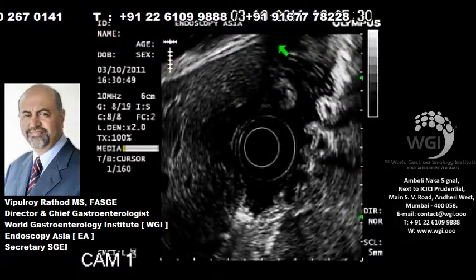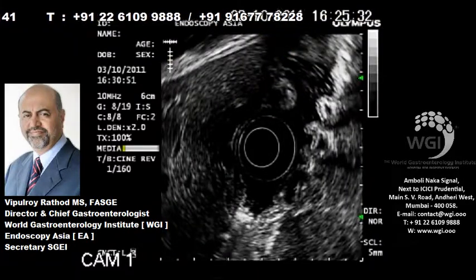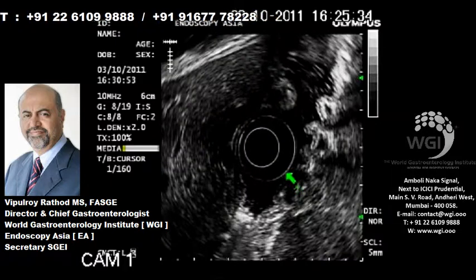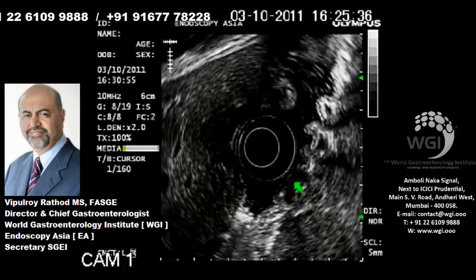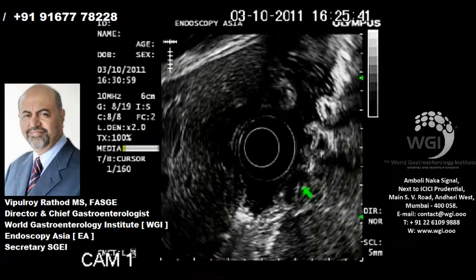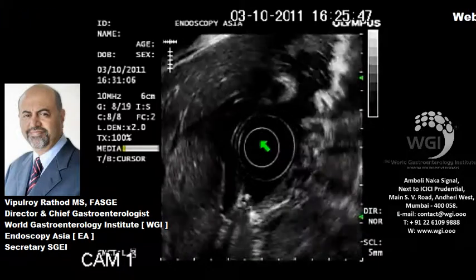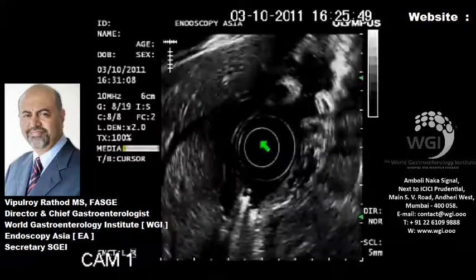Yes. So you can see here, these are the layers. The mucosa, the muscularis mucosa, the submucosal layer is the vessel, and this is the part of the muscularis propria with the serosa. And you can see the vessels are traversing the submucosal layer. These are the classical varices. We call it the gastric varices.